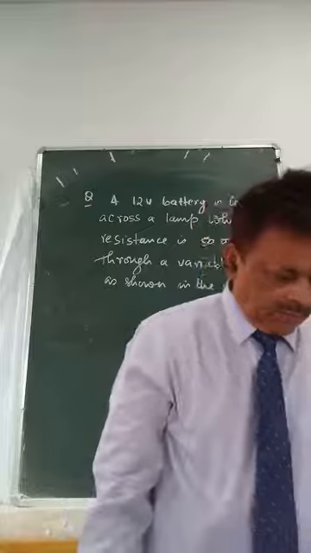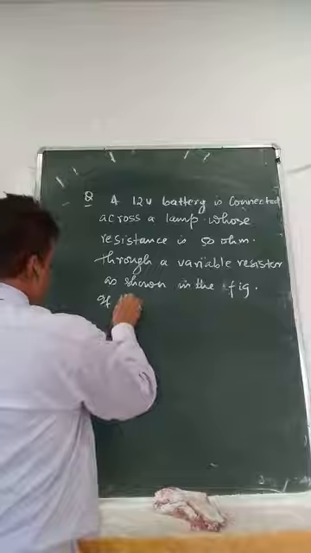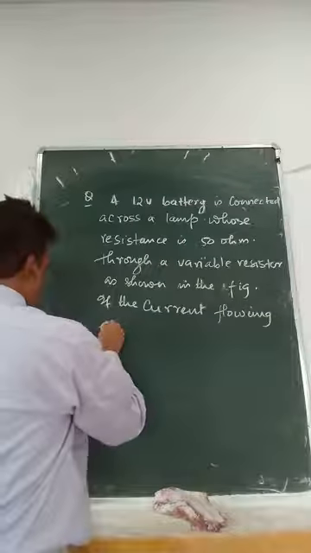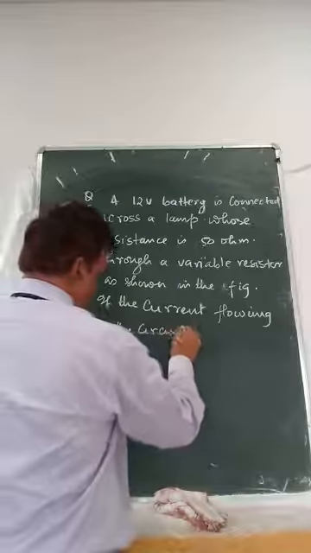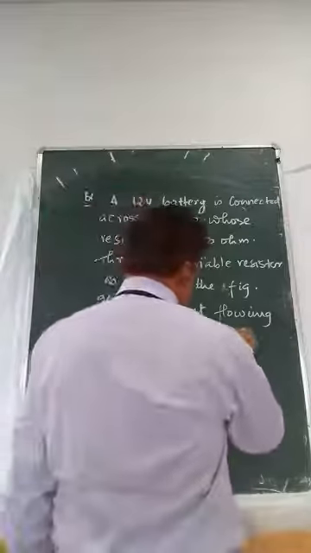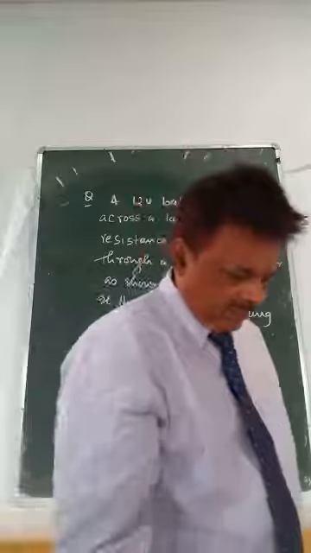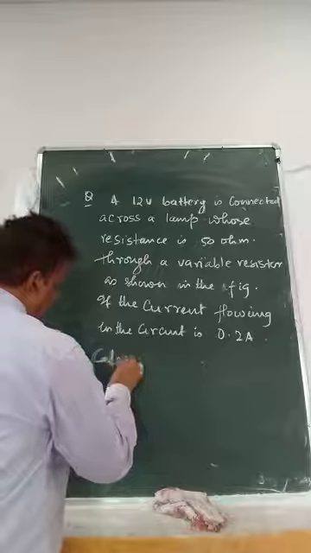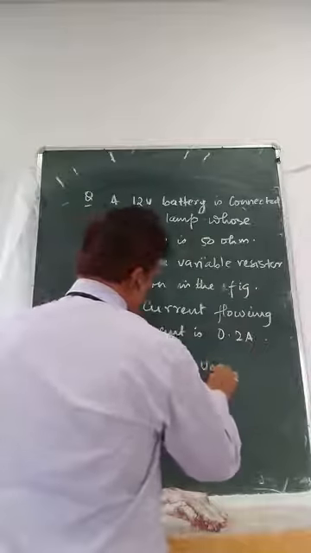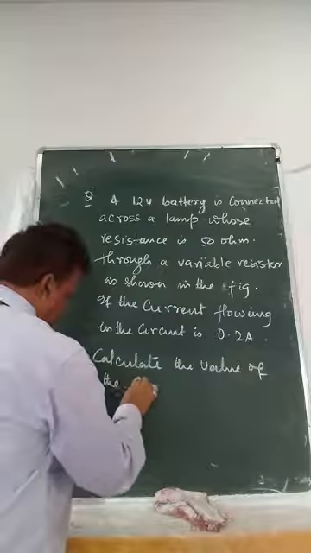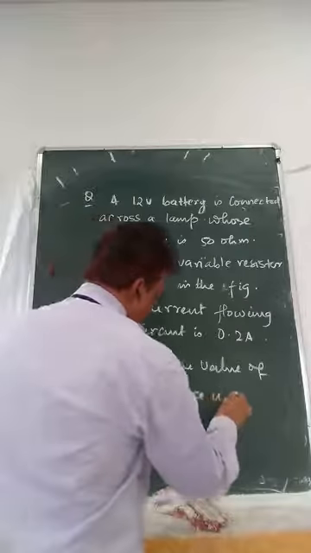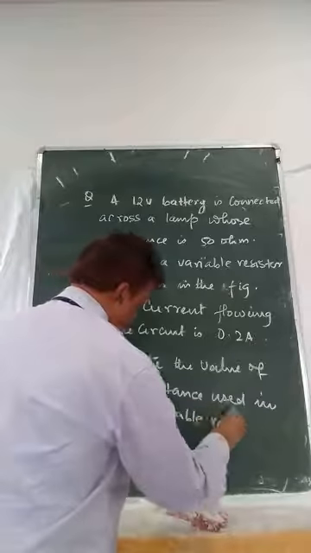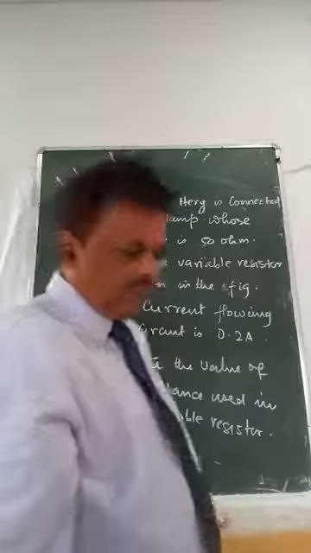If the current flowing in the circuit is 0.2 ampere, calculate the value of the resistance used in the variable resistor. Okay, so try to understand.